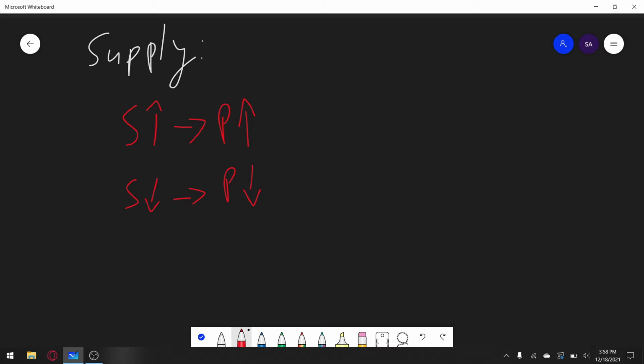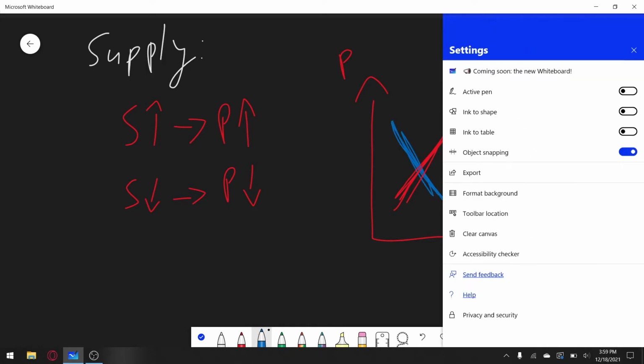So the law of supply states that there is a positive relationship between price and the quantity supplied. As the price increases, the quantity supplied will also increase. Now, on a supply curve, this is price and this is quantity. This is what supply looks like. So demand looks like this, and supply goes upwards like this, the red line, and demand is like that.